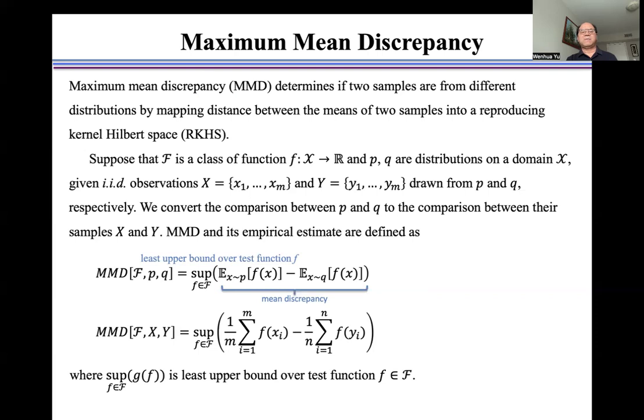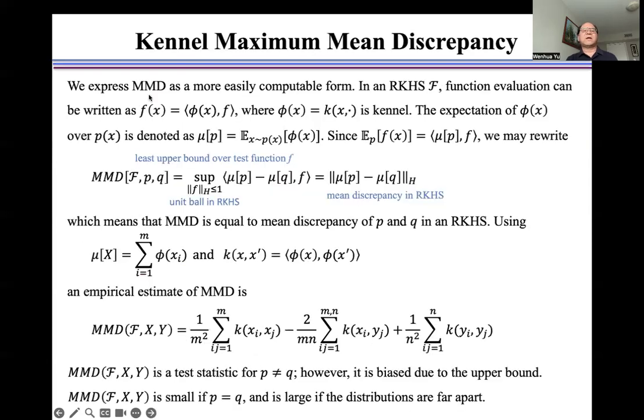MMD and its empirical estimate are defined as a supremum of the mean discrepancy. This is the population MMD and its empirical estimate. We express MMD in a more easily computable form.